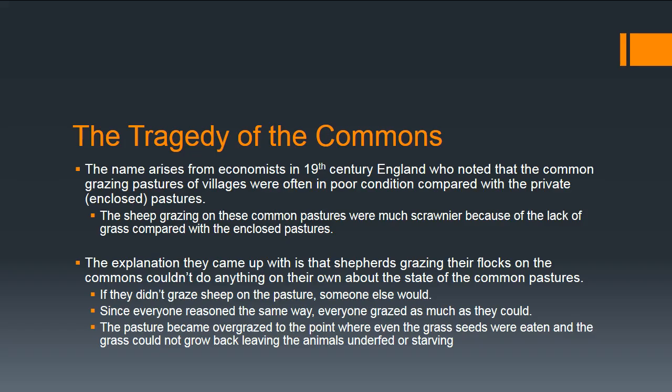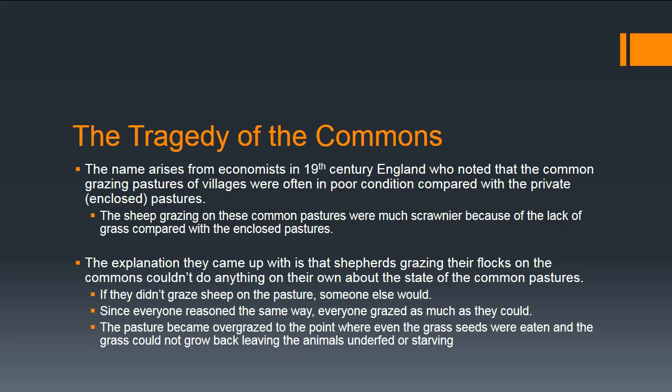If they didn't graze their sheep on the pasture, someone else would. And since everybody understands that if they don't do it, someone else will, everybody tried to graze as much as they could. They put as many sheep on the commons as they could. Now, what happened then is the pasture became overgrazed to the point where even the grass seeds were getting eaten by the livestock, and the grass could not grow back, which ended up leaving the animals underfed or starving in later seasons.